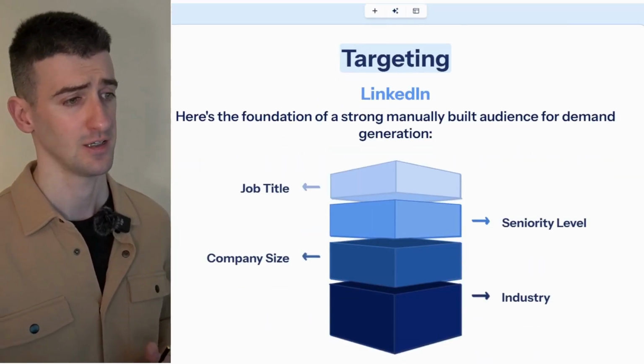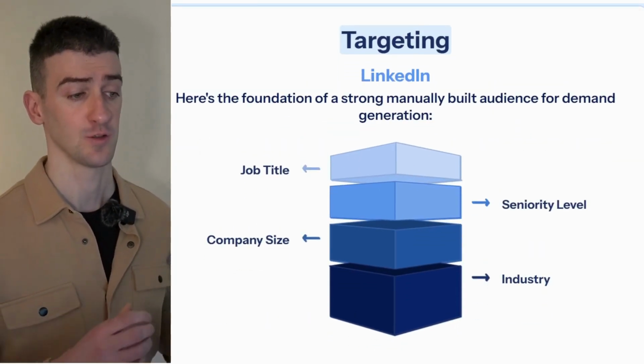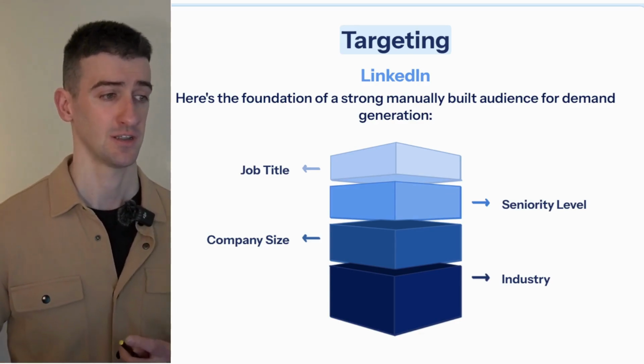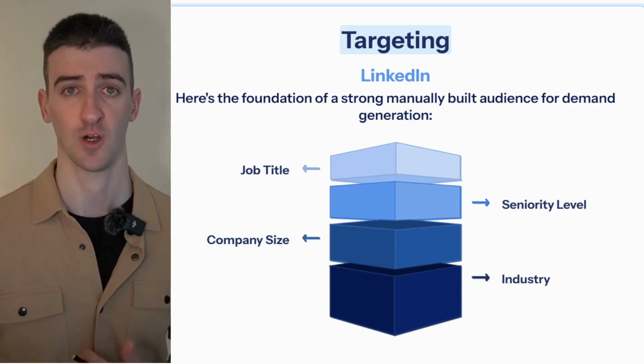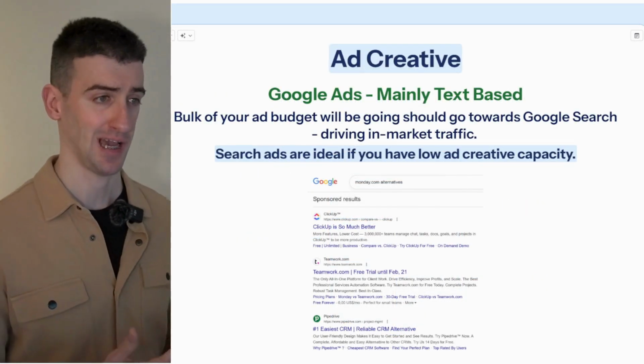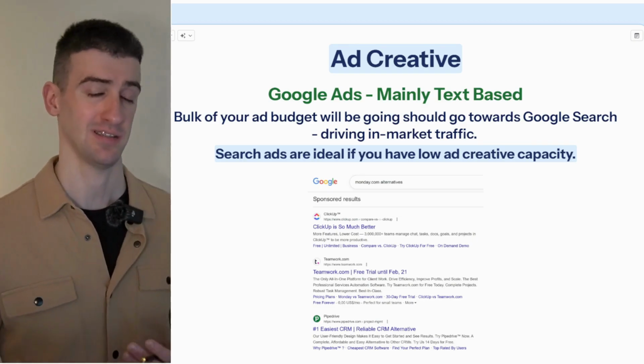For LinkedIn, the targeting is a little bit more structured. With that, you'll be building out your ICP based off of the industry that they're in, company size, seniority level, and job title. The next core difference is ad creative, and this certainly favors Google Ads with its mainly text-based ads.